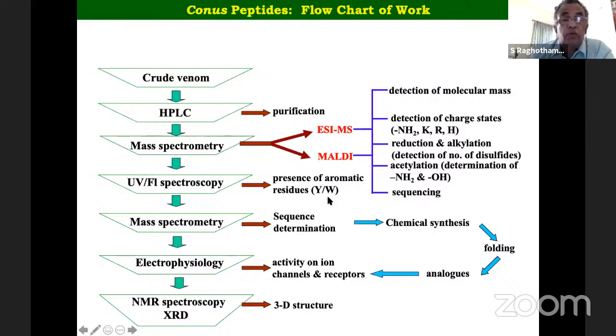And now these are produced in such low quantities. Once you know the sequence, you can chemically synthesize them. Once you chemically synthesize them, the folding pattern can be identified by NMR. The electrophysiology is done to get the ion channel activity. The bioactivity is all done, and NMR especially is used to get these 3D structures.